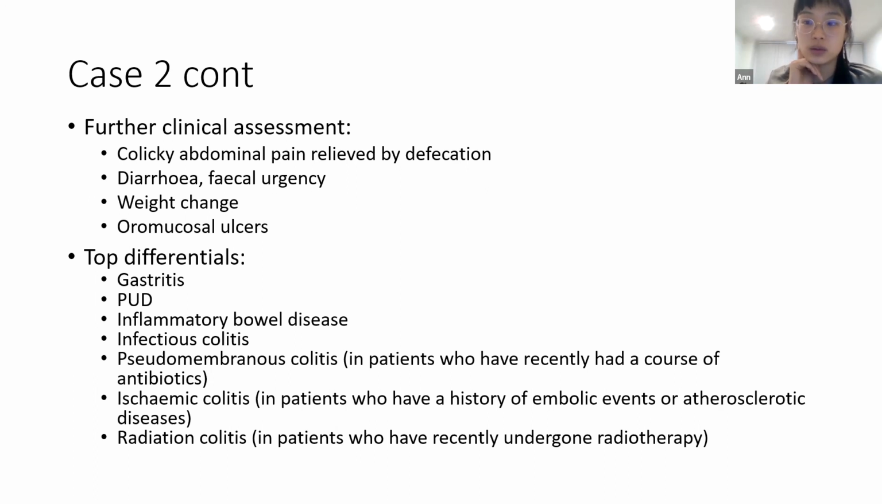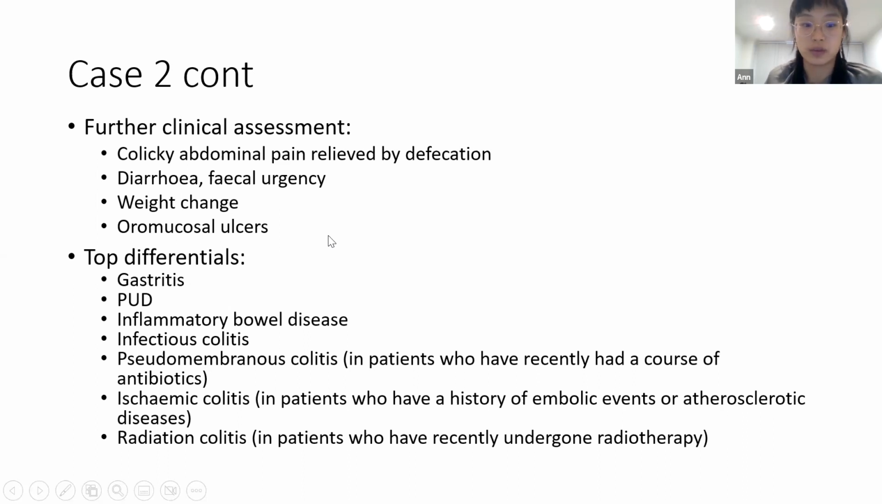So top differentials here for periumbilical pain in a young woman with raised white cell count and evidence of infection and inflammation on CT. You can read the list there yourselves, but it's mainly looking at different causes of colitis and terminal ileal inflammation, so gastritis and PUD.